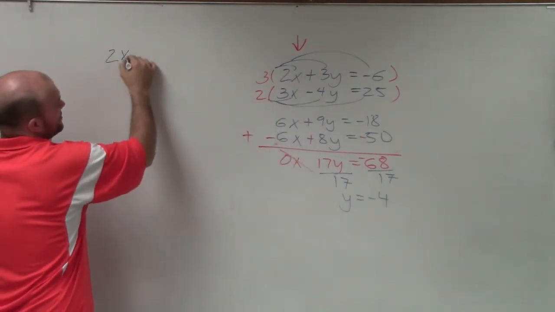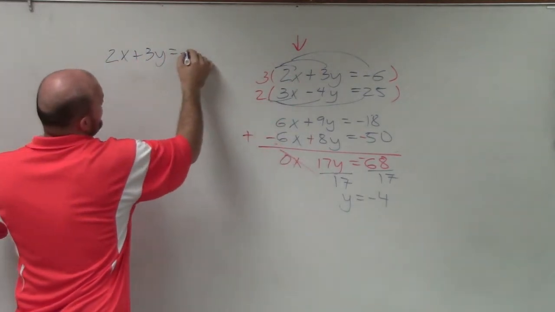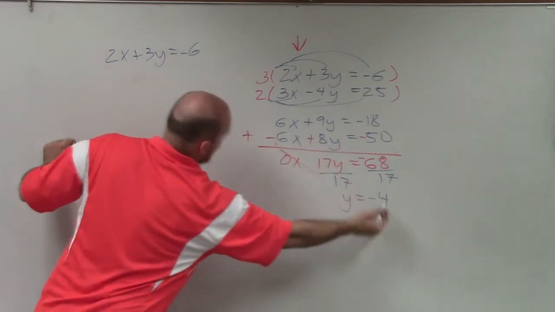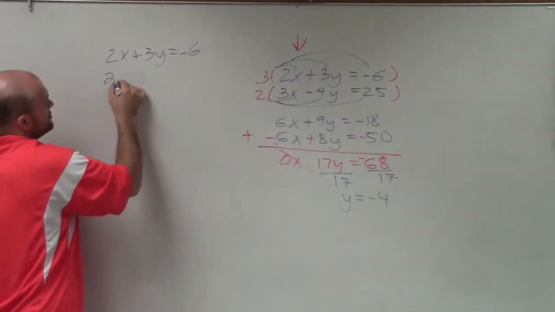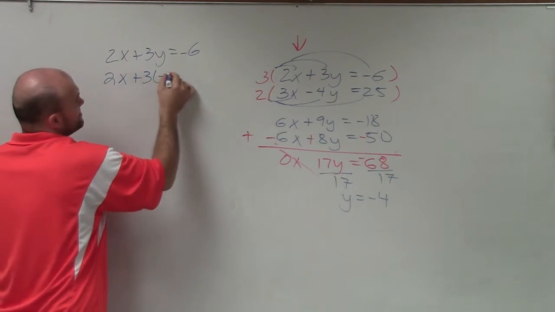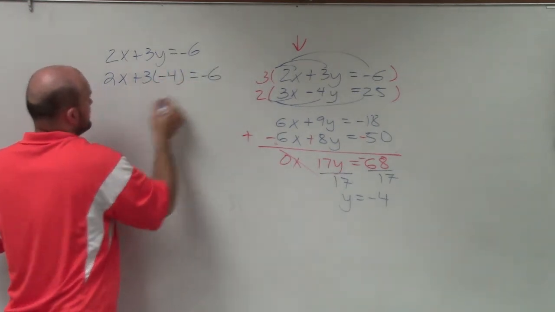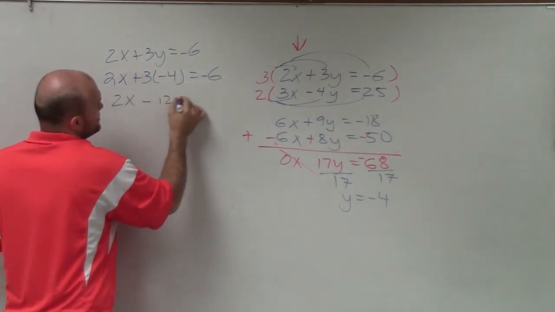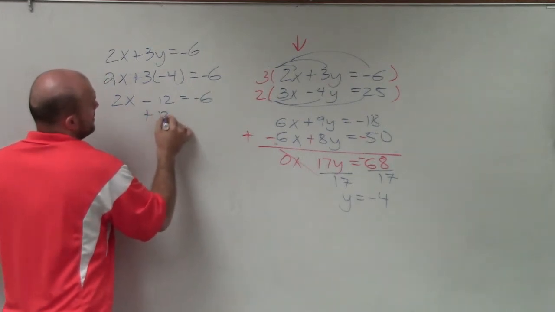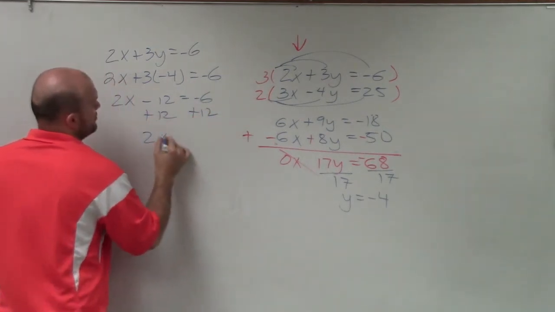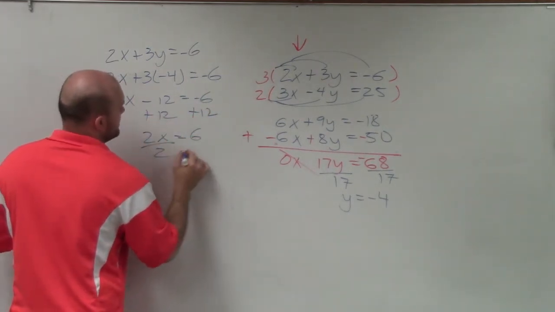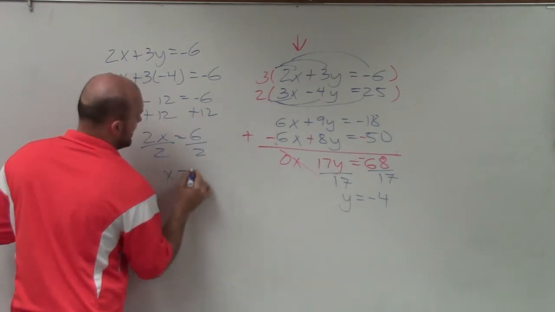So then I'll just take 2x plus 3y equals negative 6. Now I'm going to take my value for y and plug it into this equation. So I have 2x plus 3 times negative 4 equals negative 6. 2x minus 12 equals negative 6. And 2x equals positive 6. Divide by 2, x equals 3.